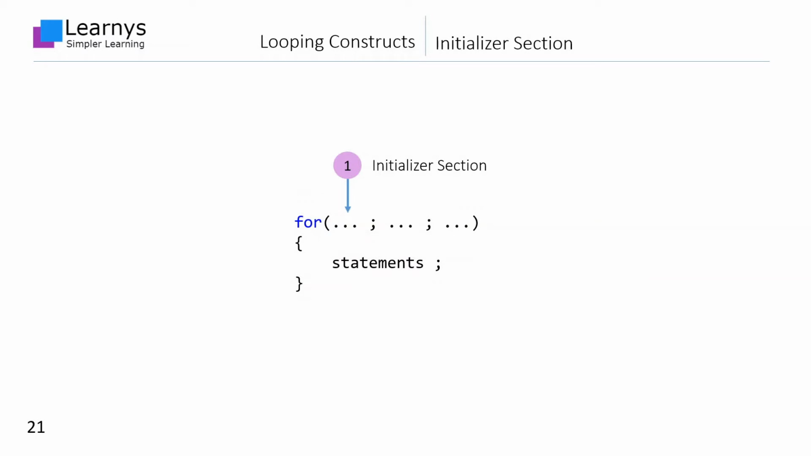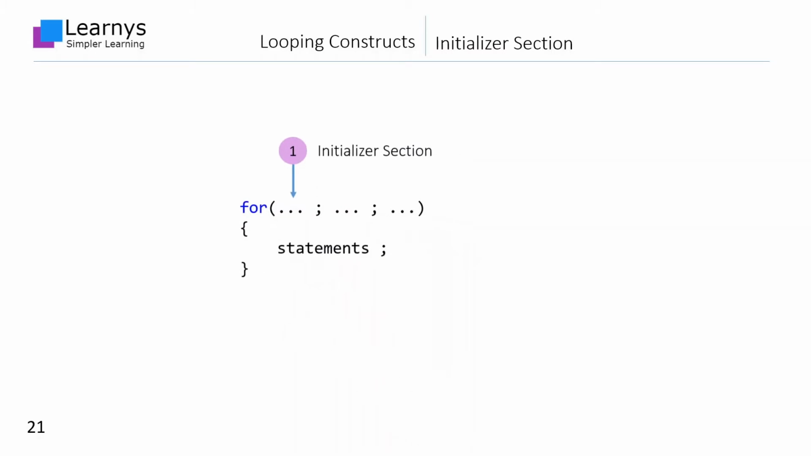Whatever you put in this section will be executed exactly once before the beginning of the repeated execution of the loop body. Because of this reason, this section usually contains statements which declare, define and initialize variables to be used during the execution of the for loop. Let us go through a few examples.